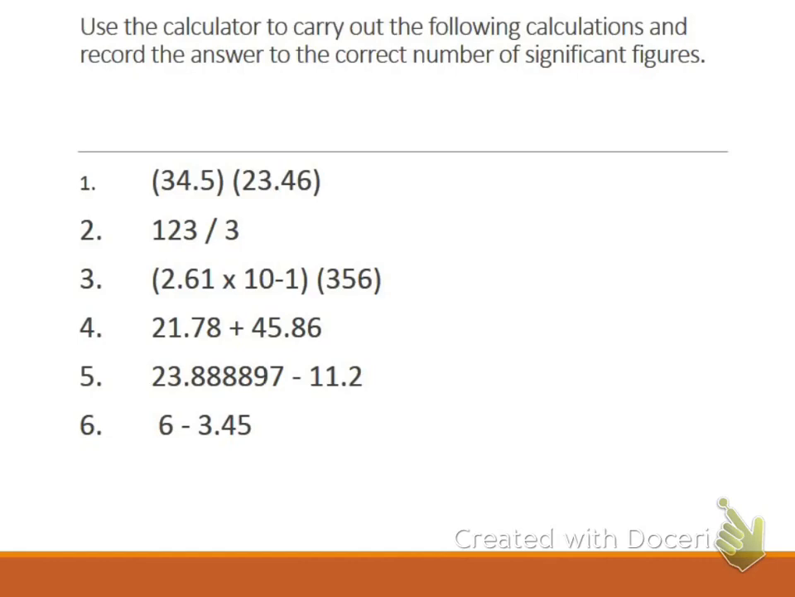So I get 809.37. How many significant figures do I need to report my answer to? 3 because of that one right there, right? So how would I record that? 809. Wait, wouldn't you need a point after that? No. No.